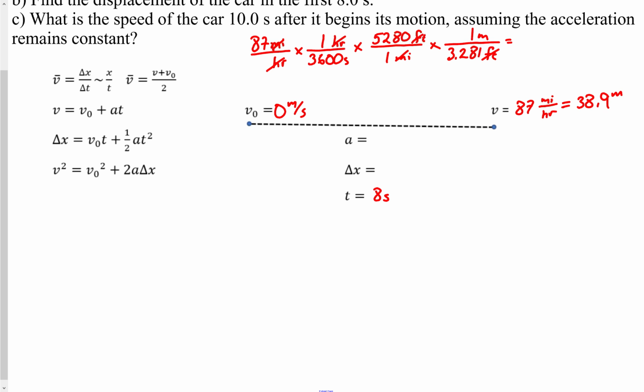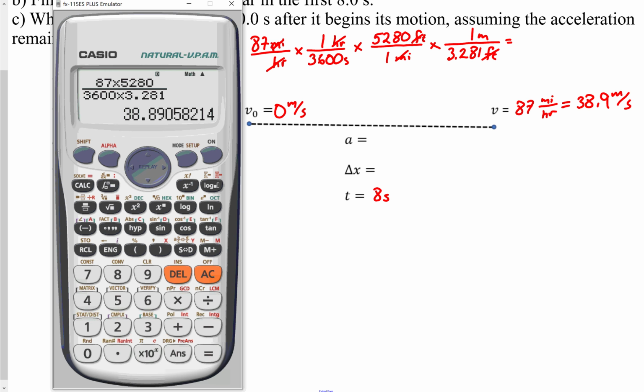And of course, this is actually a conversion that happens a lot, miles per hour to meters per second. So it would be worth your time. I don't remember it off the top of my head. I almost feel like 0.452. If I got that right, I'll be really proud. So 87 times 0.452. Let's see if I got that right.